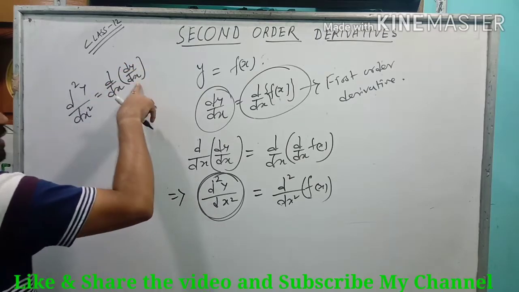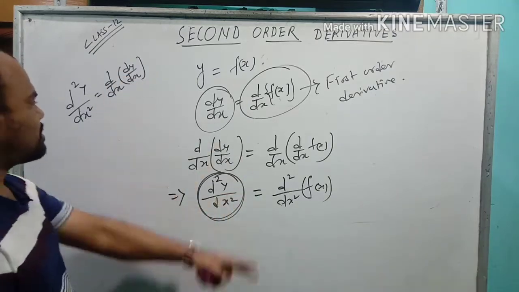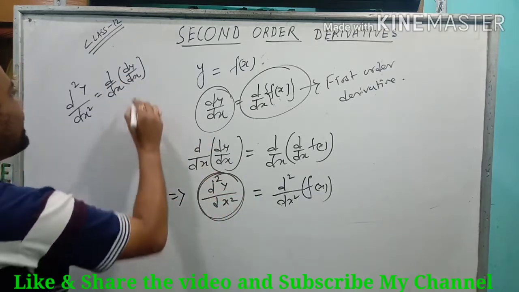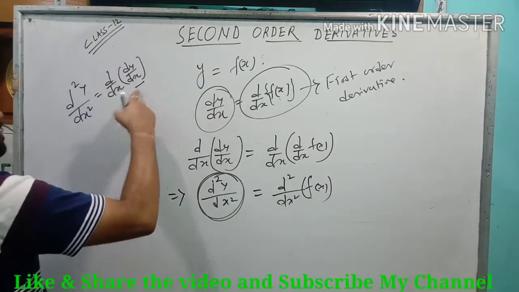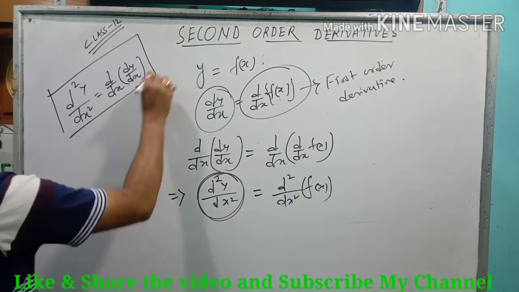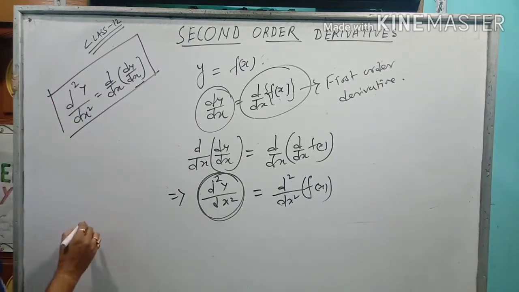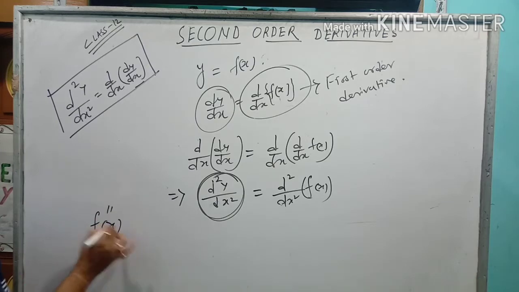Now what is dy by dx? dy by dx is the first order derivative of y, or one time derivative of y, and then that value is to be differentiated again with respect to x. This is called second order derivative. The other notations of d2y by dx square: it is also written as f dash x.